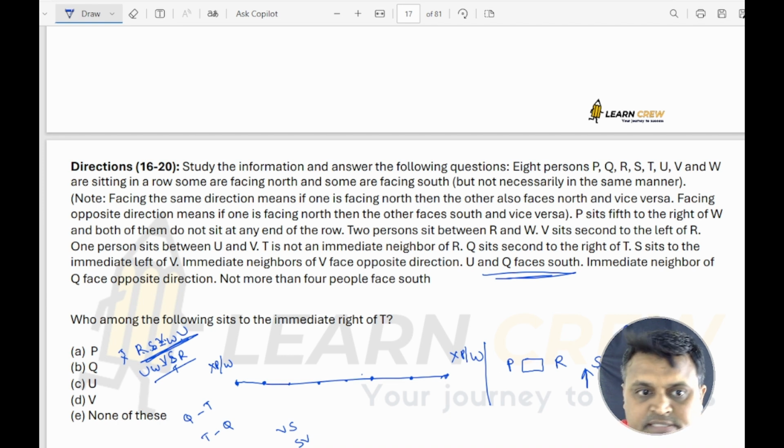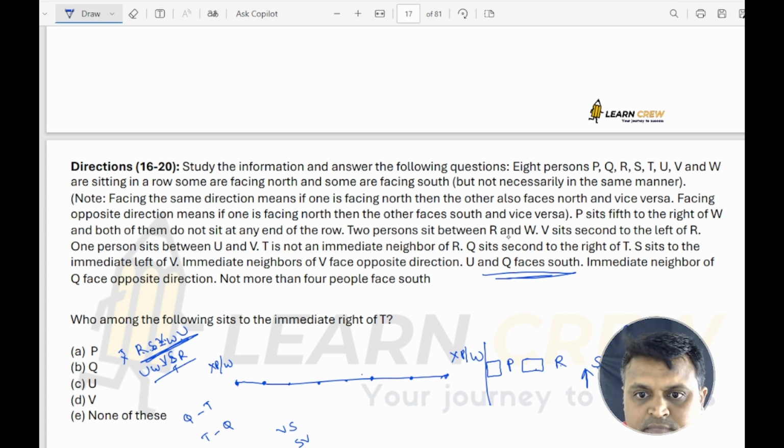So P is fifth to the right of W, and both of them do not sit at the end of any row. So P is not at the end. So somebody has to be there. Now how many persons are done? 1, 2, 3, 4, 5, 6, 7. P is not the end, so somebody has to be here. And then 2 persons in between R and W.